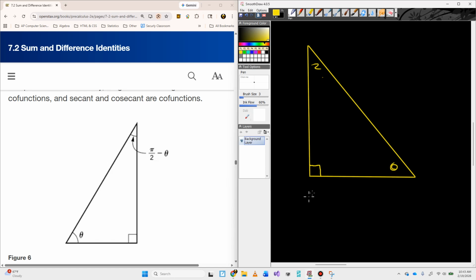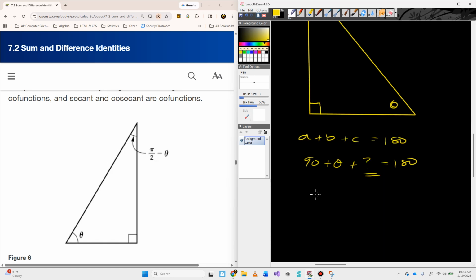Well, the property of a triangle is that angle A plus angle B plus angle C up here should be equal to 180. Well, if angle A was 90 and then angle B is theta, what can I add here that will guarantee that I get 180 degrees? It's actually easier to look at this in terms of radians.